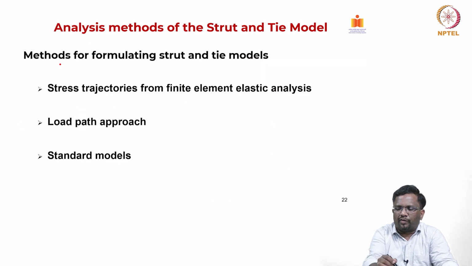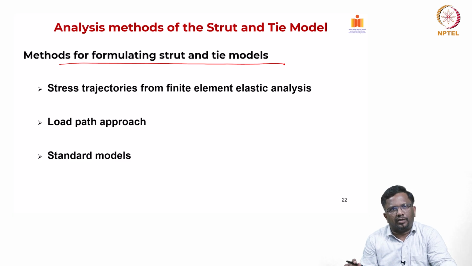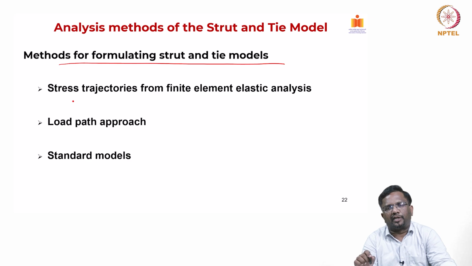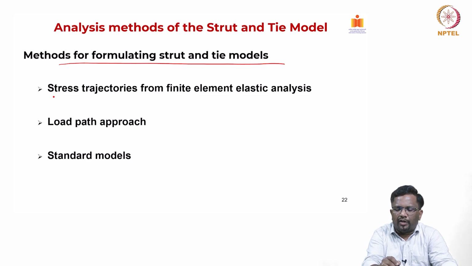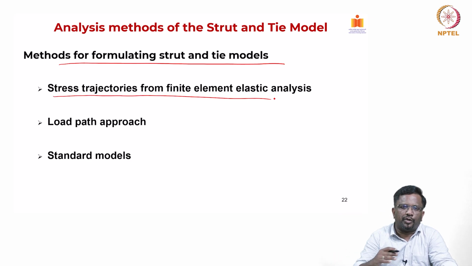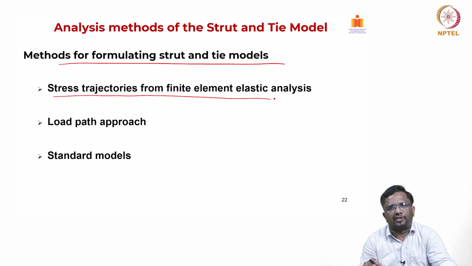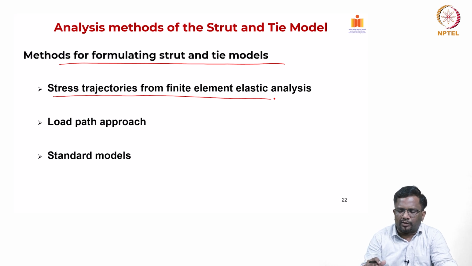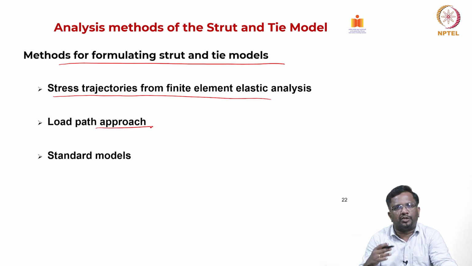Now, what are the methods for formulating strut-and-tie models? There are 3 methods. Basically, the first and simplest way is to do an elastic analysis using a finite element package and find the stress trajectories. If you know where the principal compressive stress and principal tension stress trajectories are, the principal compressive trajectory regions are the regions where the struts will form, and the tension regions are the regions where ties will form. The next one is the load path approach. How the loads are getting distributed will give an idea of where the compression and tension elements will form. And then you have some standard models that have been developed over time.